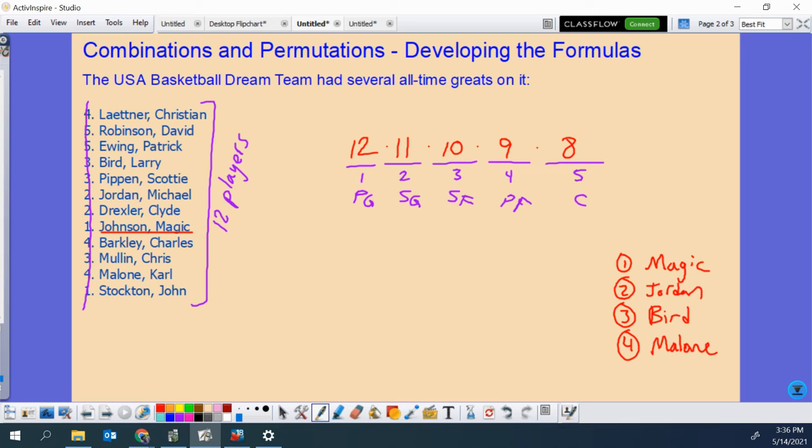And then, I don't know, did Barkley? Oh, Barkley was the 4. Ewing probably started, but Robinson's the man. I'm going to throw him in there. So many good players to choose from.